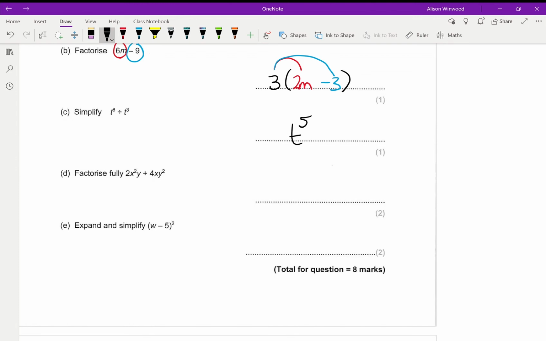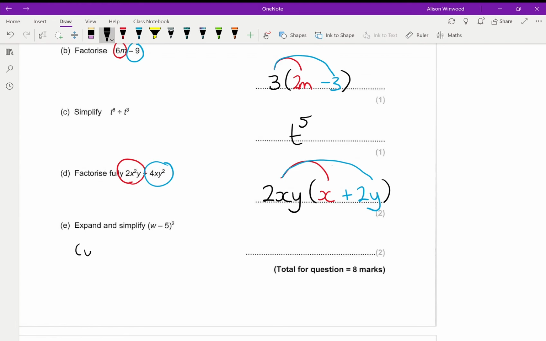2 and 4 have a common factor of 2. Both terms have an x, and both terms have a y. 2xy multiplied by another x gives me 2x squared y, and 2xy multiplied by 2y, 2 times 2 gives me the 4, y times y gives me the y squared.